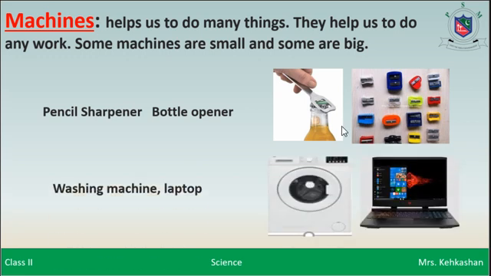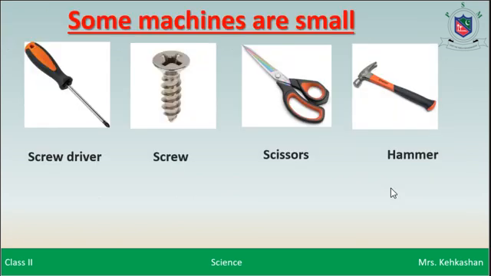You can also see machines that are big, washing machine and laptop. These are examples of big machines. Okay, now you can see on your screen some small machines. I hope you are aware of these machines because you all use these machines in daily life.